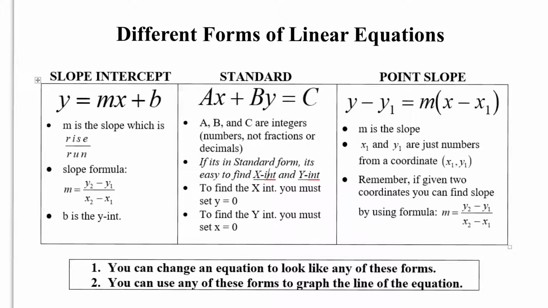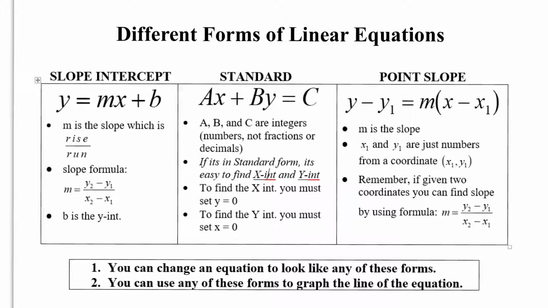The second form is the standard. Standard form is when you have x and y on the same side. So we have ax plus by equals c. A, b, and c are integers, so there will be some negatives, positives, no fractions, no decimals, but you have to check that a is positive. So this number here, the a, has to be positive. If it's negative, you have to multiply everything by -1 to make the a positive.